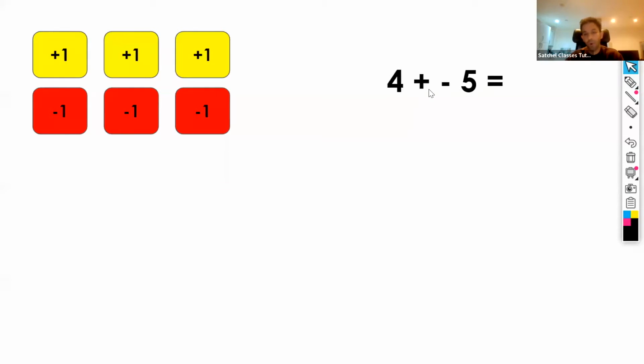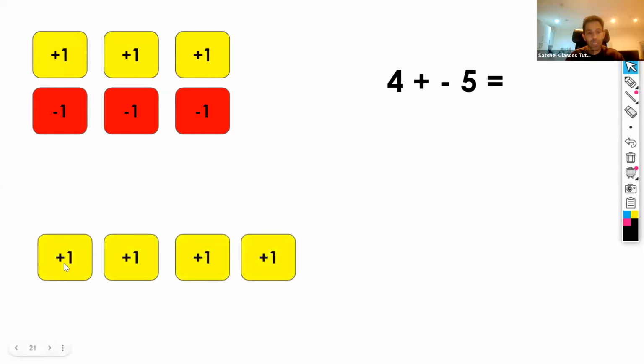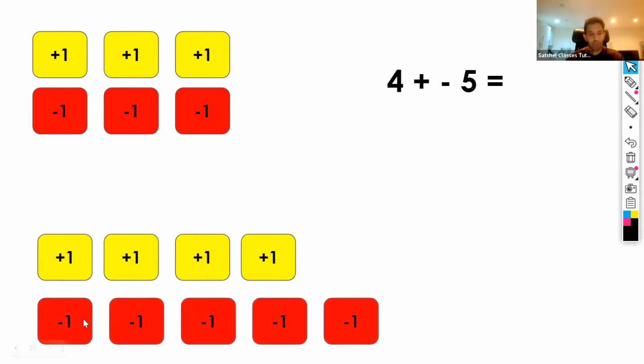So we've got 4 plus minus 5. Once again, I'm starting with 4 positives, and I need to add 5 negatives. So I'm going to add 5 red blocks, which gives me 1, 2, 3, 4, 5 red blocks. So 4 plus minus 5.